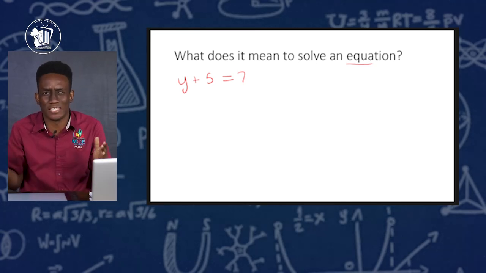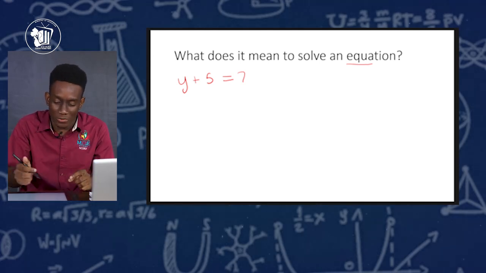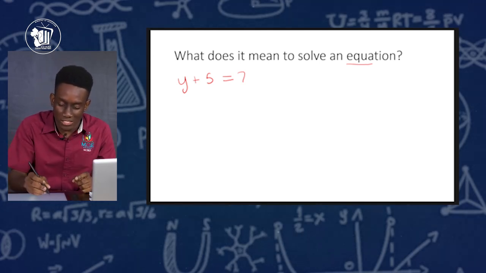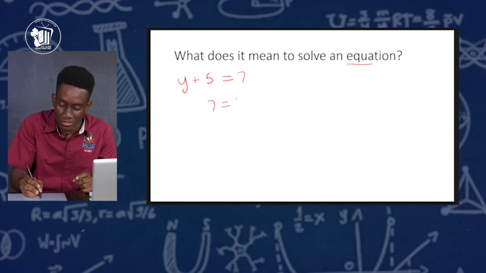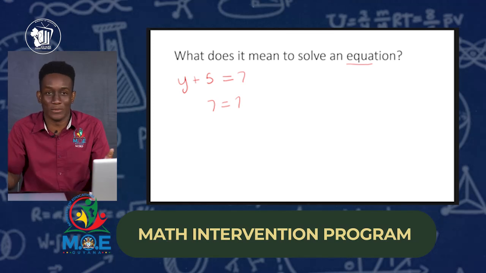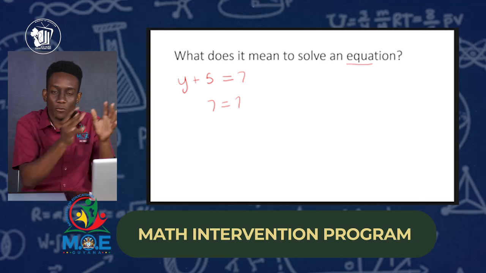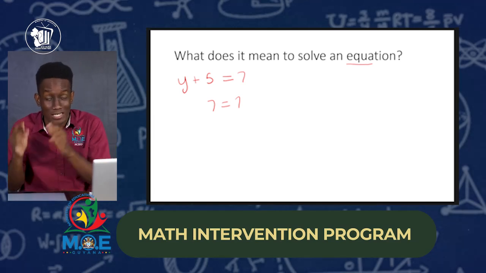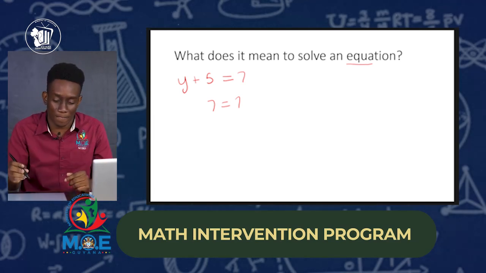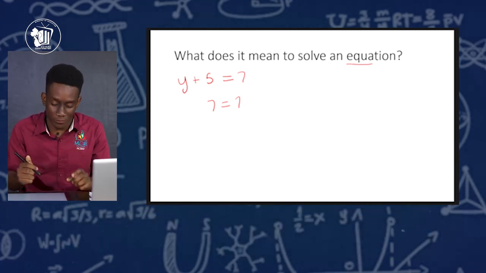And what do I mean by satisfy? I mean that when you finish finding the value of that unknown, this side should be equal to that side. So when you work this out, we should have 7 is equal to 7, because that is what the equal sign says. We can't have 8 is equal to 7, because 8 is not equal to 7. So when you find the value for this unknown and you work it out, you should have one side of the equation equal to the other side. That is what the equal sign is saying. So when we talk about solving, we're finding that unknown value.